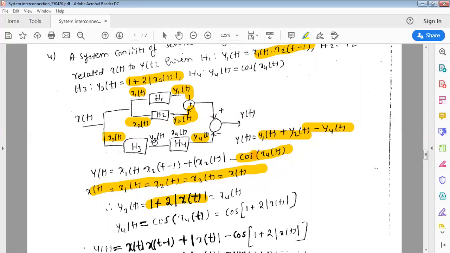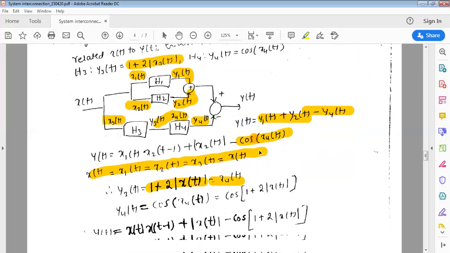This y3 of t is nothing but the input to h4, that is x4 of t. Therefore I wrote x4 of t is equal to y3 of t is equal to 1 plus 2 x of t. So I will substitute the value of x4 of t in this equation. So y4 of t is nothing but cos of x4 of t. So this is equal to cos of 1 plus 2 x of t. So I got y4 of t.